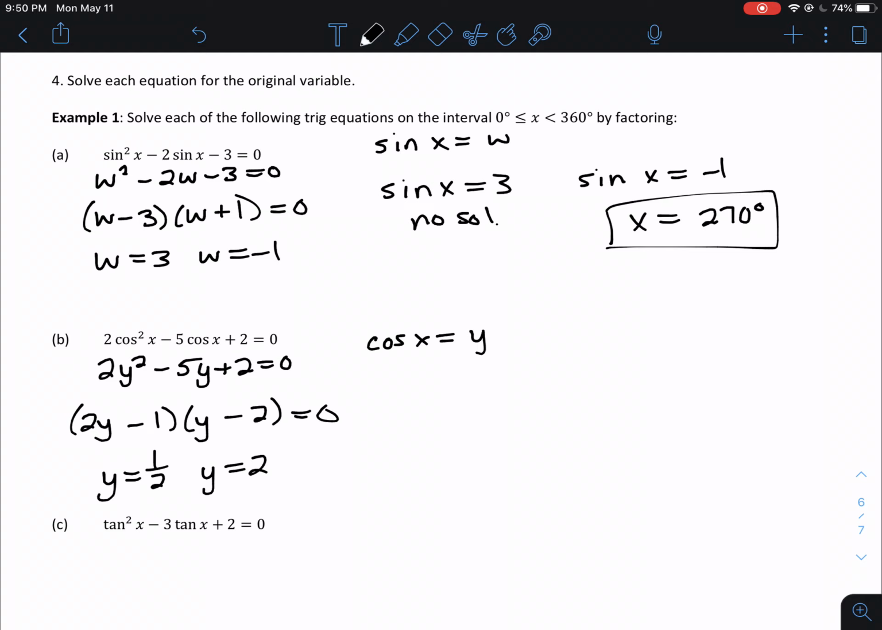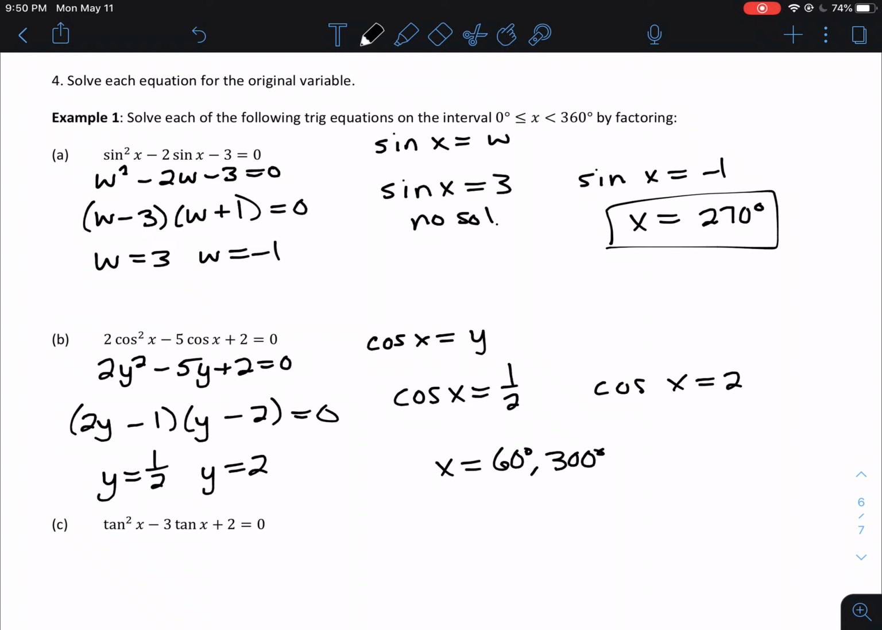So then let's go ahead and put cosine of x back in. So now we are looking for where cosine of x is equal to 1/2 or where cosine of x is equal to 2. Cosine of x equal to 1/2, that should be where your x values on the unit circle are equal to 1/2. That should be at two different places, which are at 60 degrees as well as at 300 degrees.